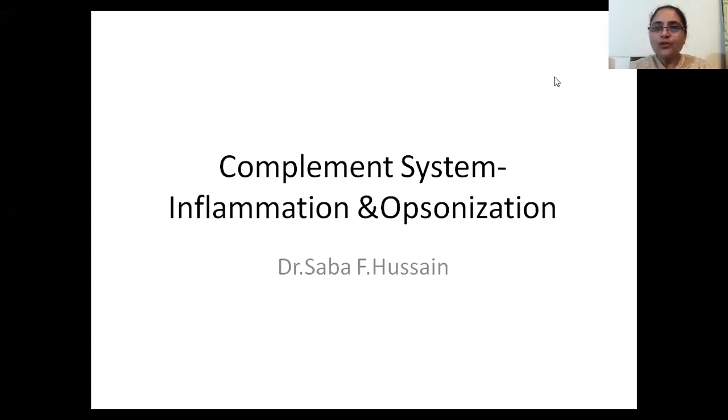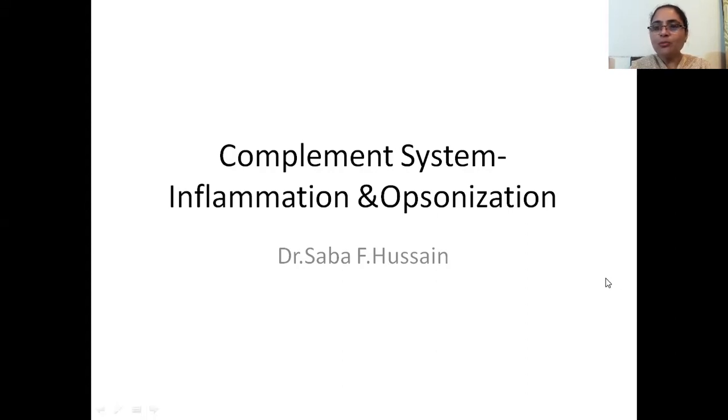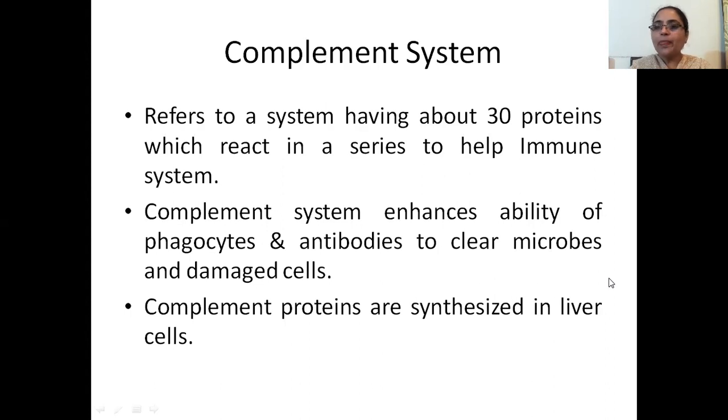Hello viewers, today we will be talking about the complement system, its role in inflammation and opsonization. The complement system is basically a system of 30 proteins. These proteins are present in body fluids and tissues and they cause no harm to us. In fact, they help our immune system by enhancing the ability of phagocytes and antibodies.